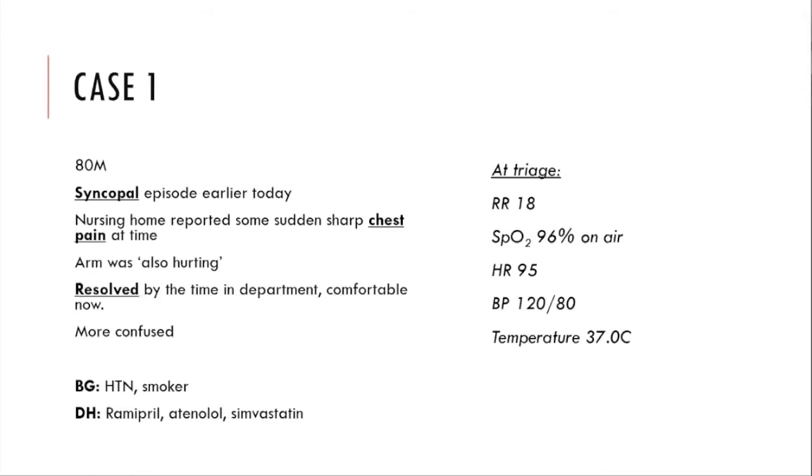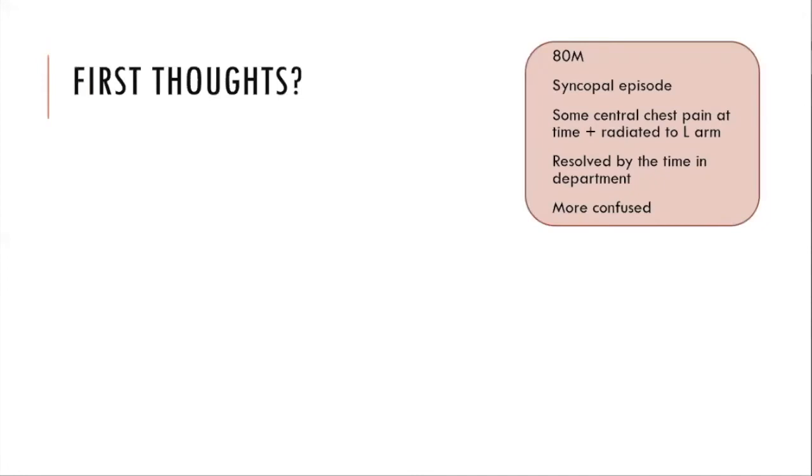I mean, you could argue, and this is a learning point, that his blood pressure looks okay there, but that's in the context of 120 systolic, and he's on ramipril and atenolol. And he's normally hypertensive as well. So again, not that helpful looking at the blood pressure. How do you interpret that in the context of the fact he's hypertensive normally, but he's on these blood pressure medications? So what are your first thoughts? What's your differential diagnosis? What do you think is going on here?